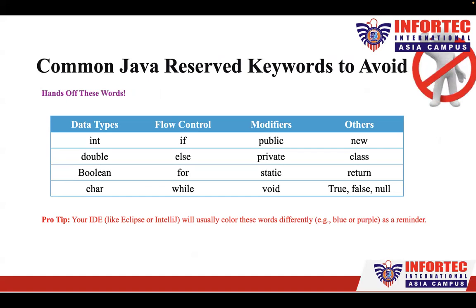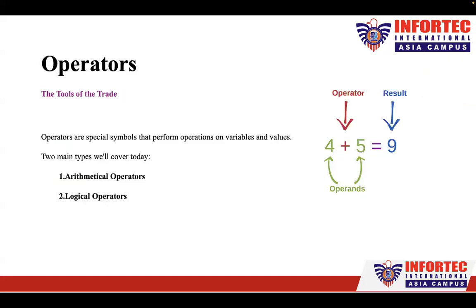For flow control, we use if, else, for, while. For modifiers, we use public, private, static, void. And for others, we use new, class, return. So we have so many keywords in the subject, and we use all these things when we write code.